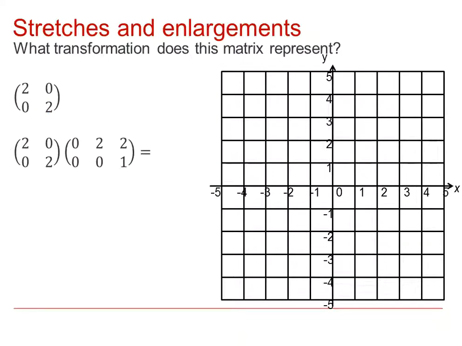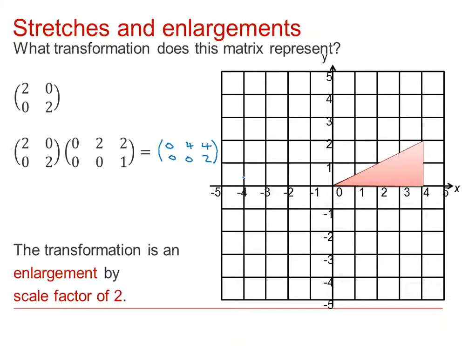What about the following matrix? 2, 0, 0, 2 multiplying by that object. So I'm going to do the multiplication to create the image. So the top row multiplied by each of the 3 columns will give me 0, 4, 4. And the bottom row multiplied by each of the 3 columns will give me 0, 0, 2. So the image looks like that. And the matrix represents a transformation which is an enlargement by scale factor 2. So that's what those 2 elements have produced. They've enlarged the entire object by a scale factor of 2.